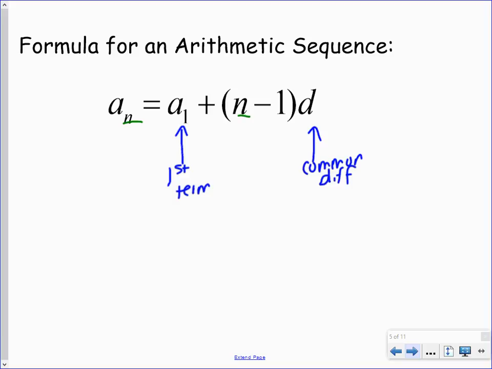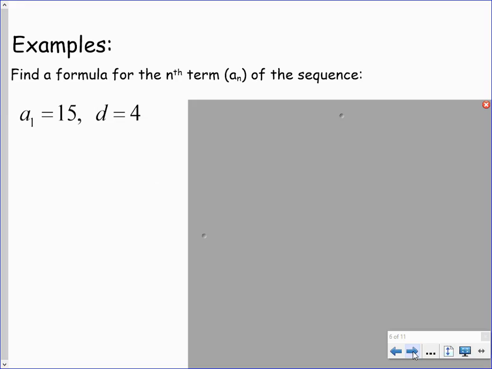Okay. So on this first example, I'm going to use the formula first. I'm going to show you how the formula works, and we're going to get a rule for this arithmetic sequence, and then I'm going to show you more of the method we talked about yesterday. So if I know a sub 1 is 15 and I know d is 4, that's what I need to plug into my arithmetic formula for a sequence. So I'm going to just go ahead and plug it in.